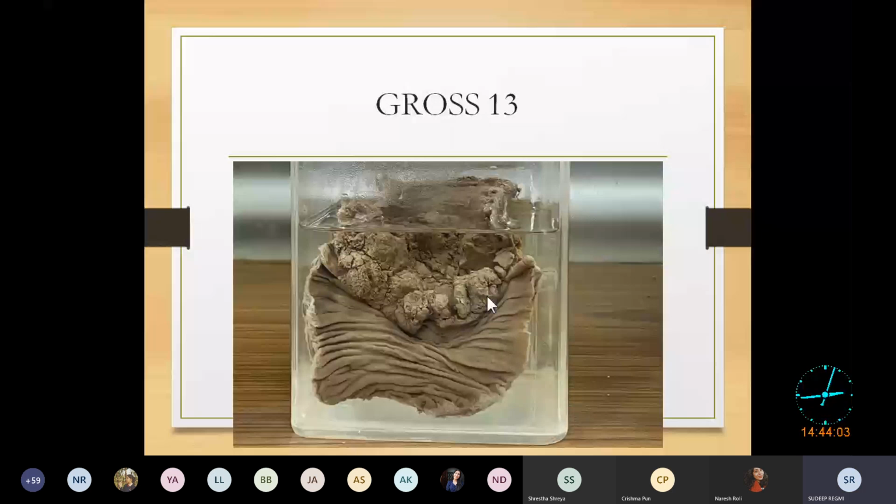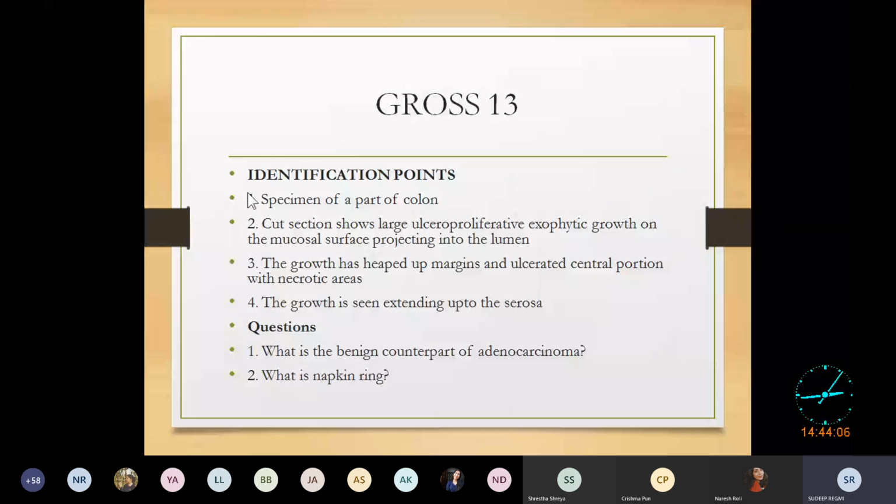So identification points you have to write. This is the specimen of a part of the colon, and the cut section shows a large ulceroproliferative exophytic growth on the mucosal surface projecting into the lumen. The growth has heaped up margins and an ulcerated central portion with necrotic areas, and the growth is seen extending up to the serosa. Here we are seeing this photograph from the front face only, not from the side face.